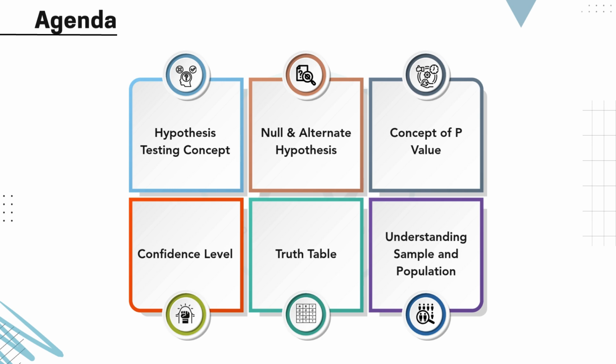6. Understanding sample and population. Finally, we'll touch on the importance of selecting a representative sample from a larger population and how this impacts the reliability of our test results. By the end of this session, you should have a clear understanding of how each of these elements contributes to making statistically sound decisions in your Six Sigma projects. Let's begin with the first topic, the core concept of hypothesis testing.